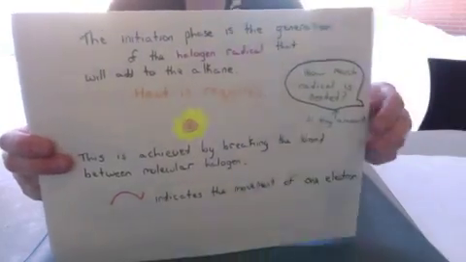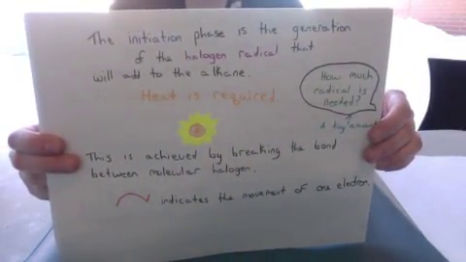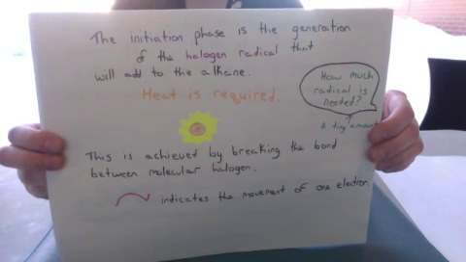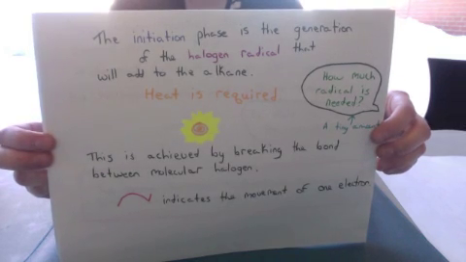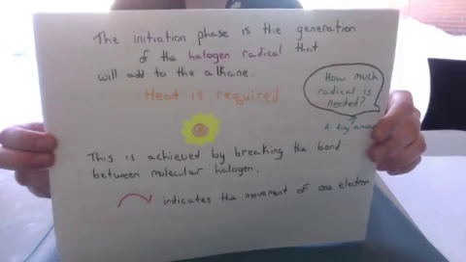The initiation phase is the generation of the halogen radical that will eventually add to the alkane. This is achieved by breaking the bond between the molecular halogen, with 1 electron from the bond going to each atom, thus forming 2 radicals.